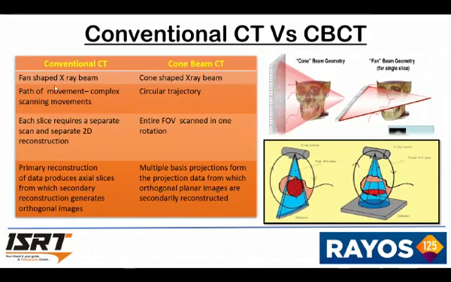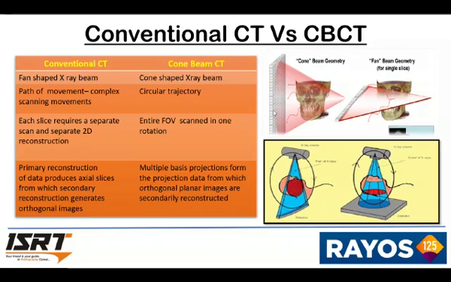Let us see what the differences are between conventional CT and CBCT. In conventional CT, a fan-shaped beam is used, and the path of movement is a complex scanning movement. Each slice requires a separate scan and separate 2D reconstruction, and the primary reconstruction of data produces axial slices from which the secondary reconstruction generates orthogonal images. Whereas in cone beam CT, a cone-shaped X-ray beam is used in a circular trajectory, and the entire FOV can be scanned in a single rotation, with multiple basis projections, from which the projection data produces the orthogonal planar images by secondary reconstruction.